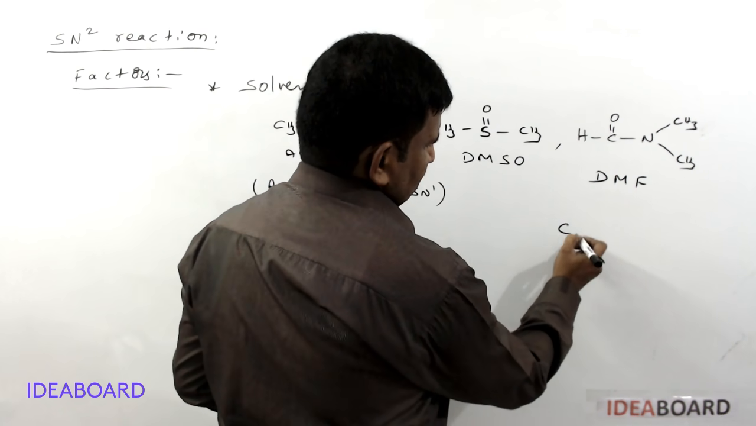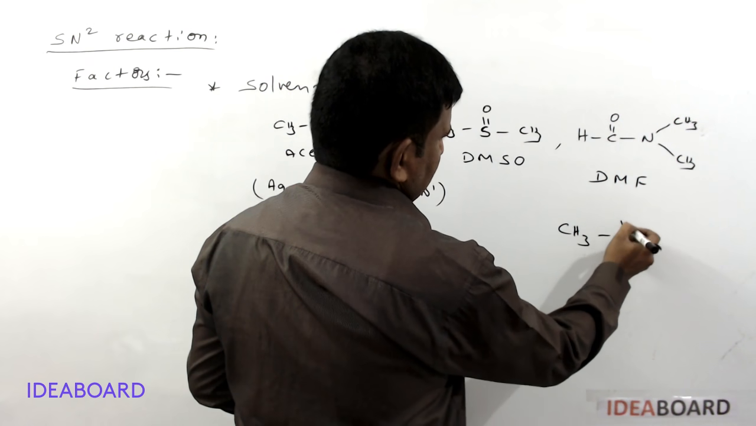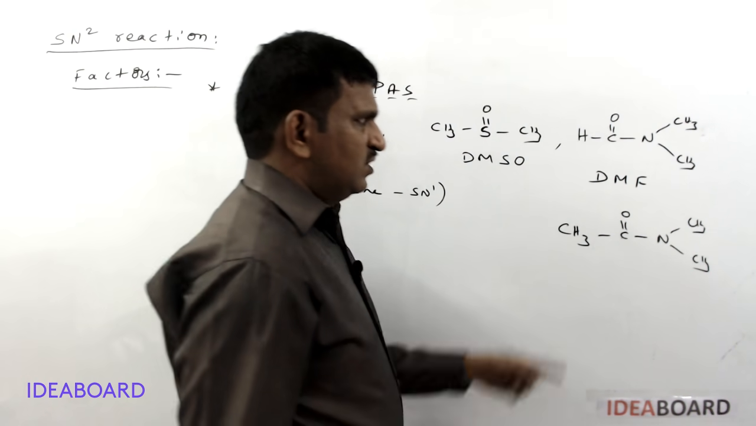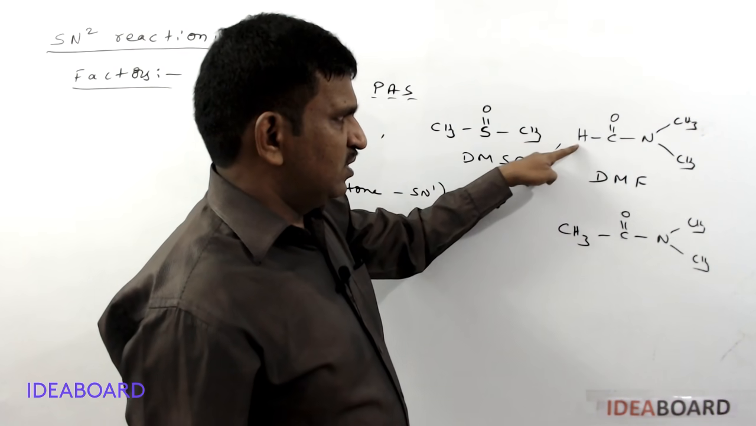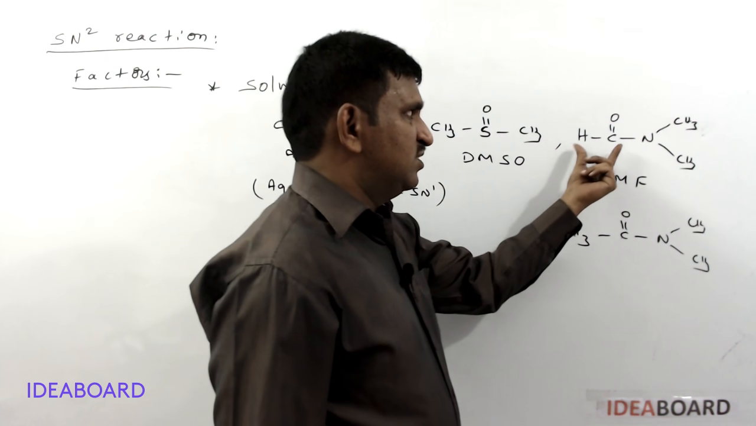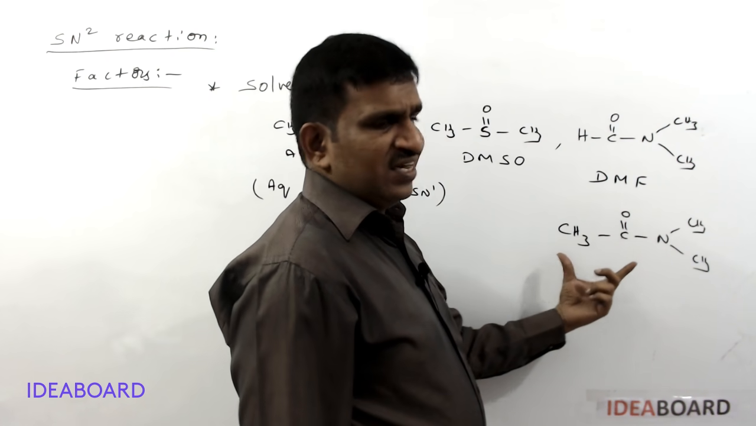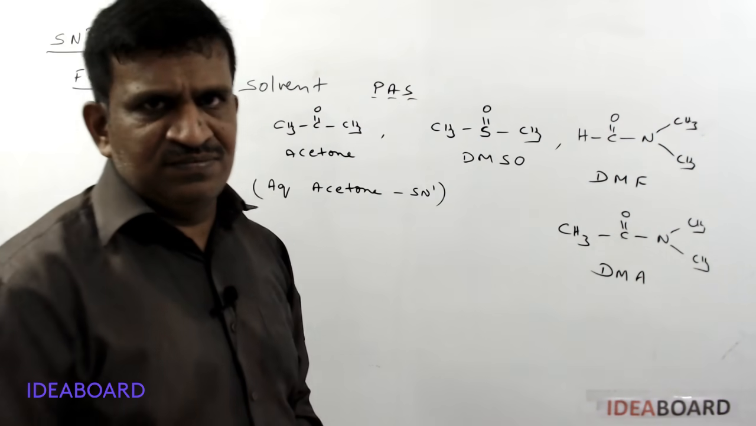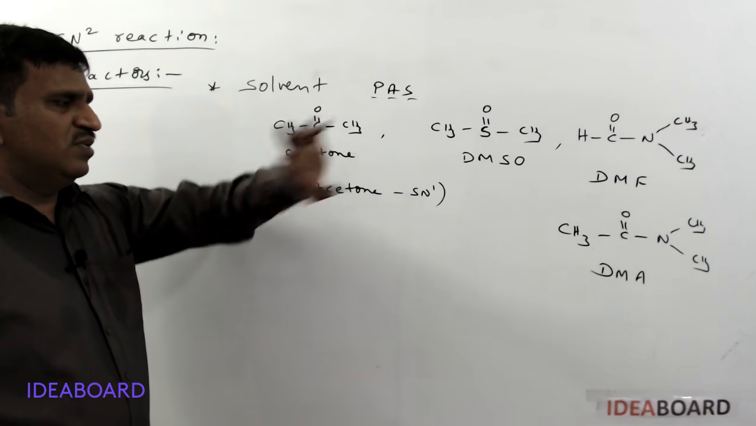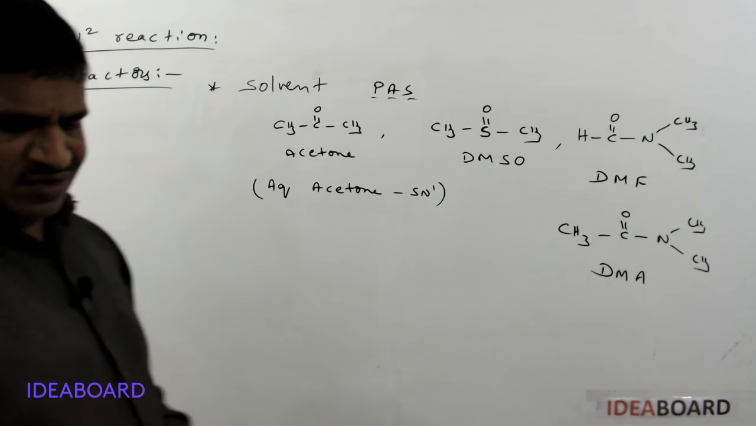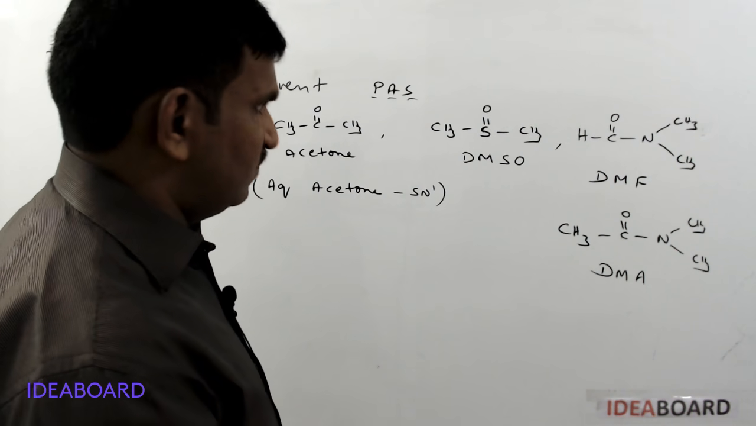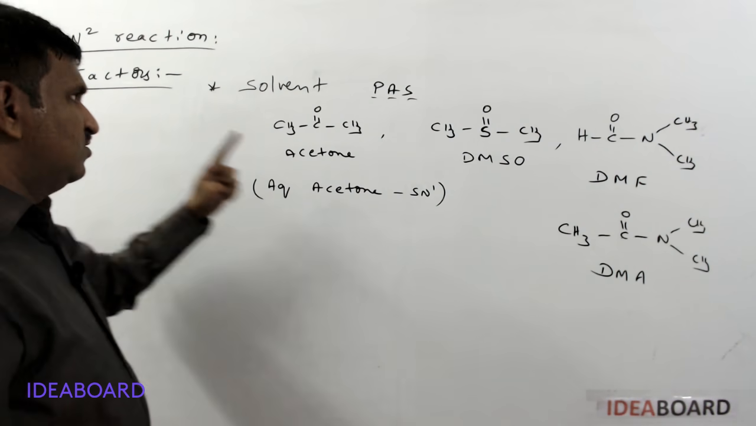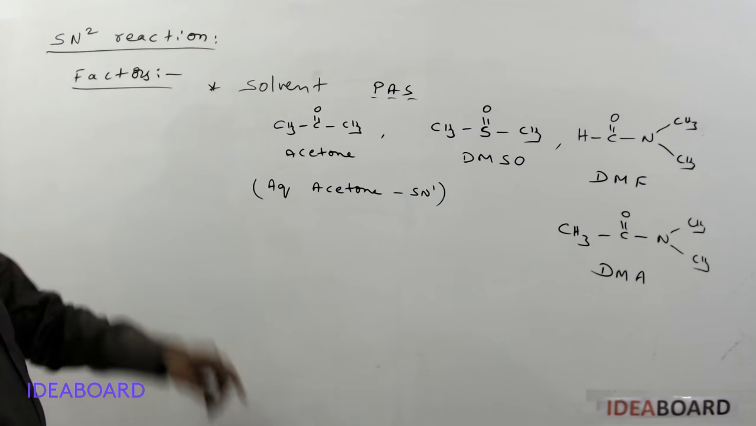And another solvent, CH3CON(CH3)2. What is the difference between these two? Here hydrogen is present, here a methyl group is present. This is formyl and this is acetyl. So this is called dimethyl acetamide. These are the polar aprotic solvents. Here carbocation is not formed, so we take polar aprotic solvents rather than polar protic solvents. In the presence of polar aprotic solvent, SN2 reactions occur.